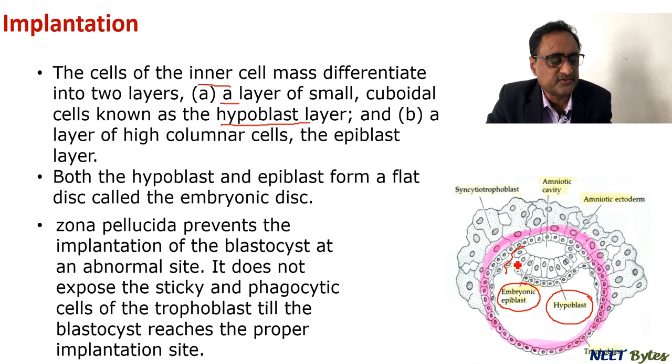Zona pellucida prevents the implantation of the blastocyst at any other level or any abnormal site, because it does not expose the sticky and phagocytic cells of the trophoblast till the blastocyst reaches the proper implantation site. So it is the function of the zona pellucida that ensures proper implantation of the fertilized product.